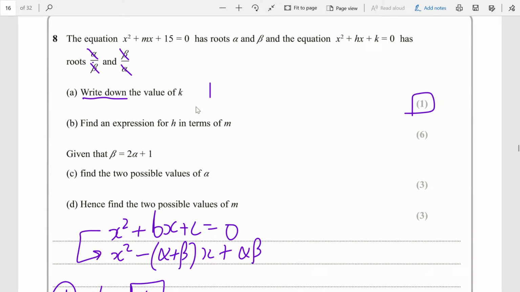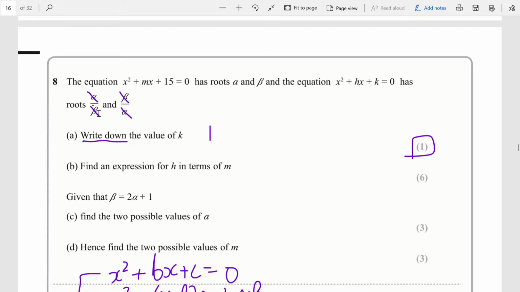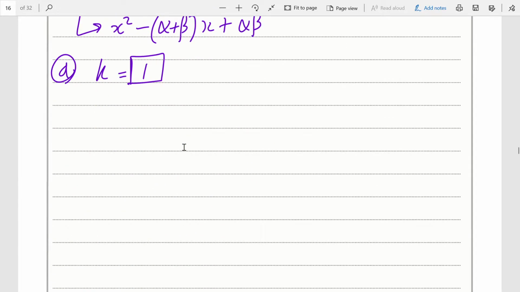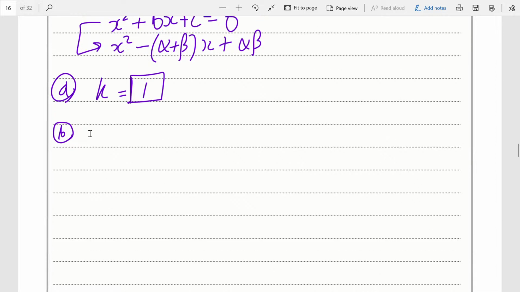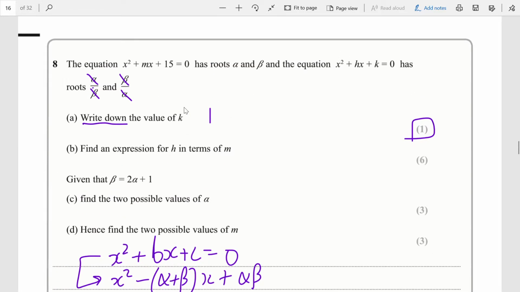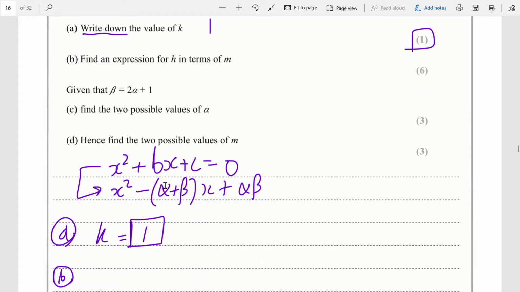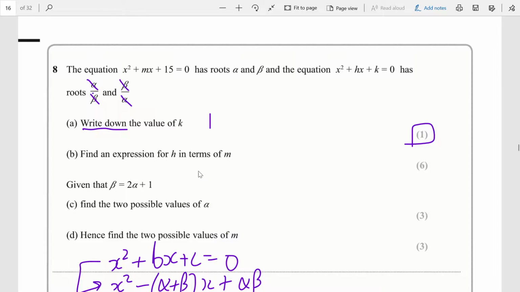So secondly, find an expression for h in terms of m. Okay, so h is going to be this alpha over beta plus beta over alpha. But it's going to be quite a tedious task to get h directly in terms of m. So what I plan to do is to first find h in terms of alpha and beta and see how we can manipulate the value of m, that is m being minus alpha plus beta, to give us the same expression as we have for h in terms of alpha and beta.